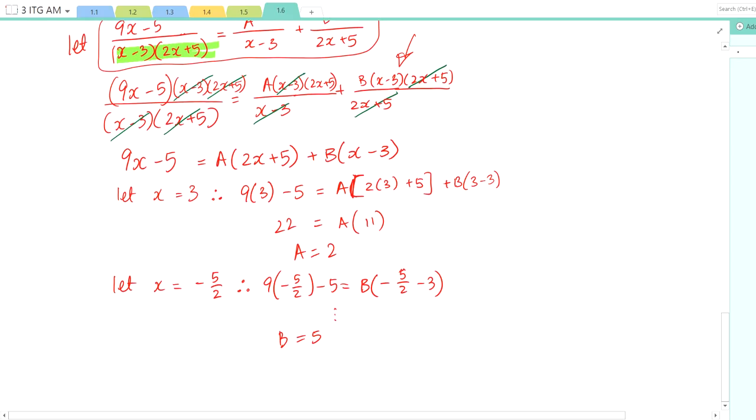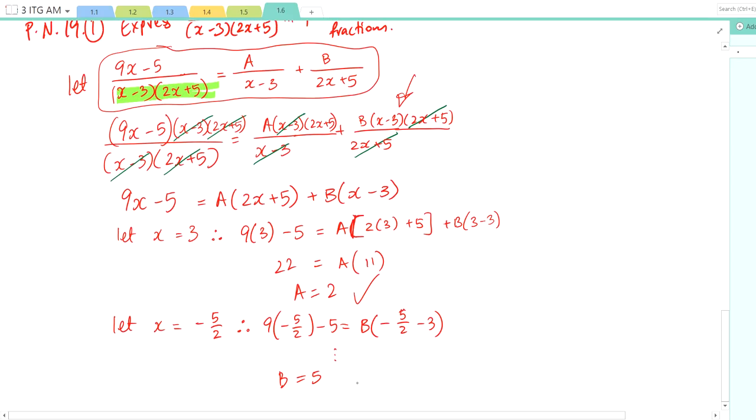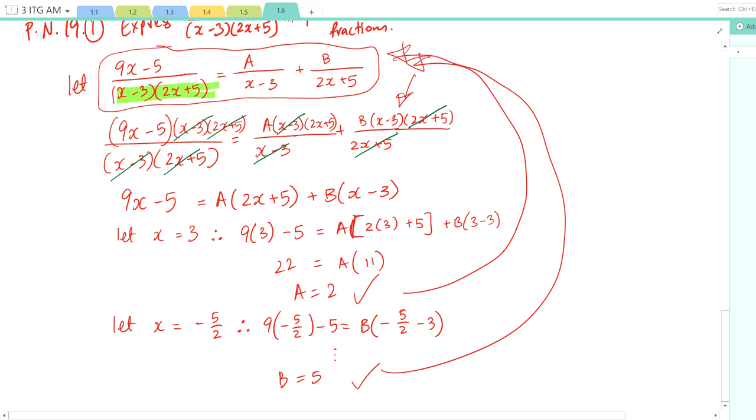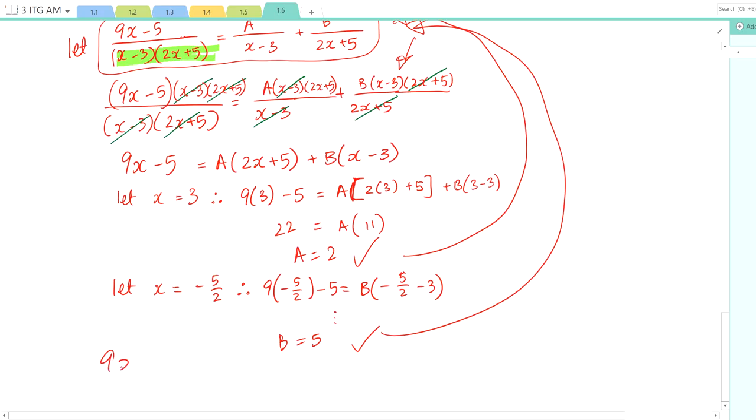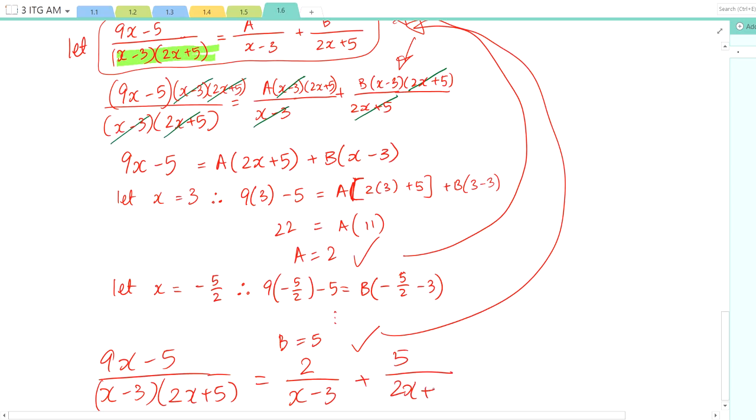Okay, so finally, we have found the values of A. We found the values of B. We need to substitute them back in. So our final statement will therefore be 9x minus 5 over x minus 3, 2x plus 5 is now equals to the value of A being 2 over x minus 3 plus 5 over 2x plus 5. And this is our final answer.